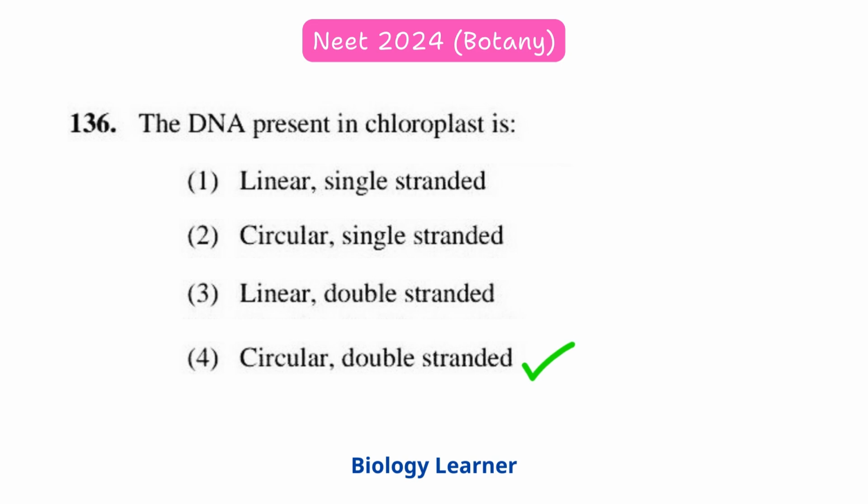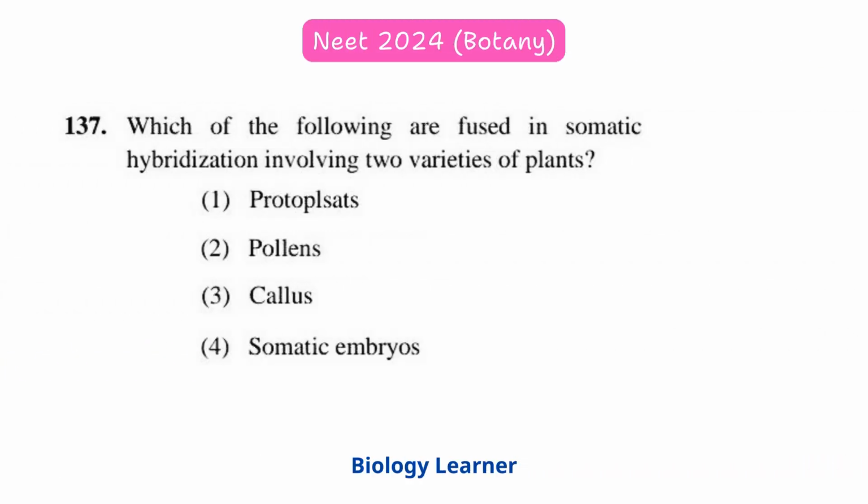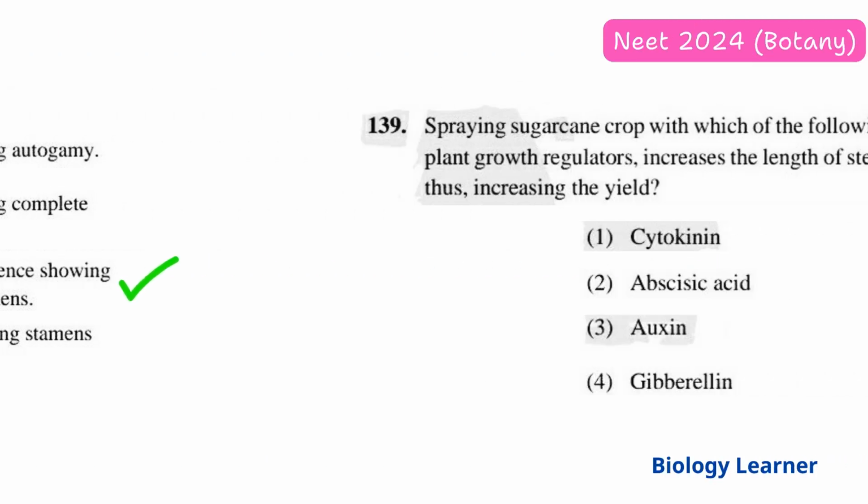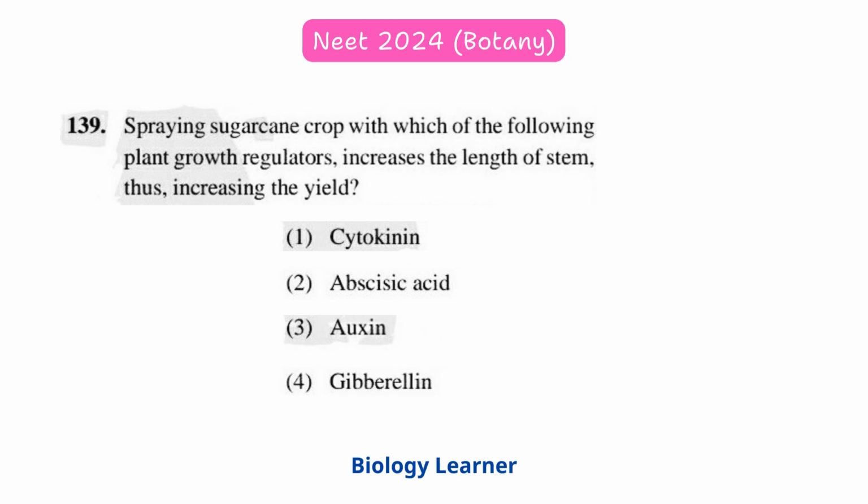circular, double-stranded. Which of the following are fused in somatic hybridization, involving 2 varieties of plants? Protoplasts. Identify the correct description about the given figure. Wind-pollinated plant inflorescence, showing flowers with well-exposed stamens. Spraying sugarcane crop with which of the following plant growth regulators increases the length of stem, thus increasing the yield?